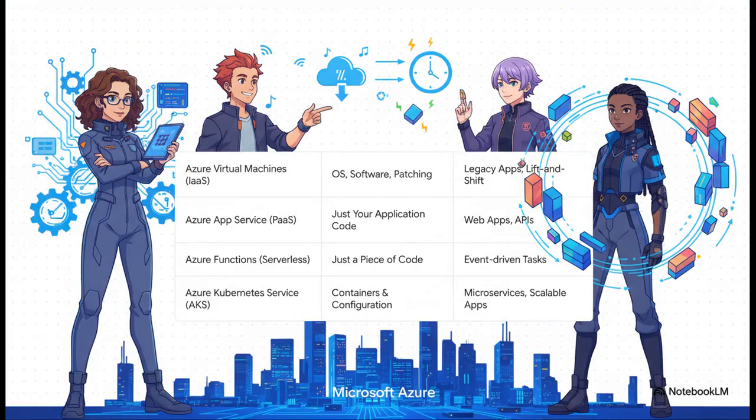This table breaks down your main options, and it really all comes down to how much control you want versus how much you want Azure to handle for you. On one end, you have Azure Virtual Machines. This is what we call infrastructure as a service. You get a full virtual computer, and you control everything, the operating system, the software, all of it. It's great for older apps.